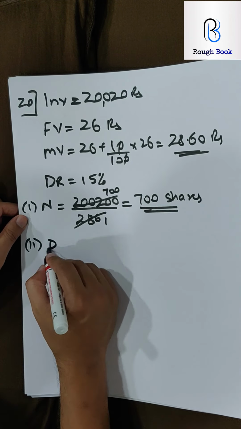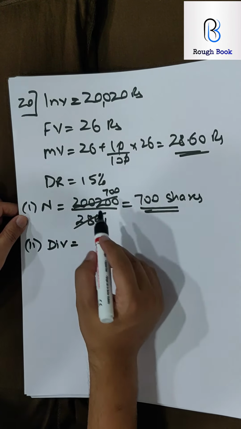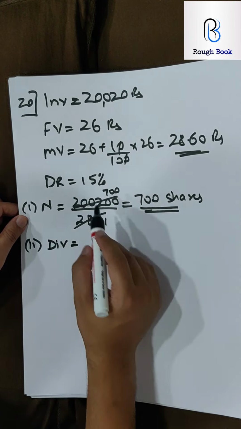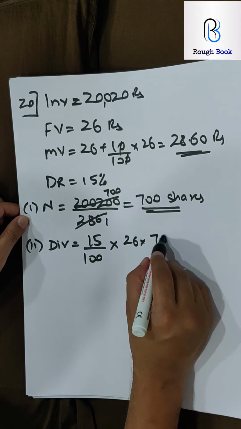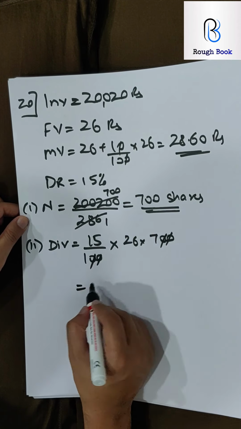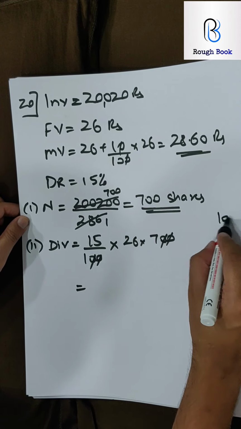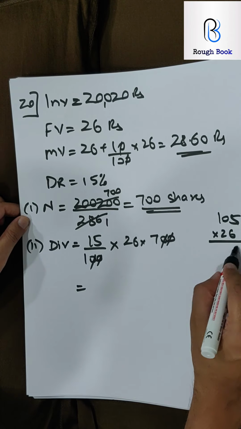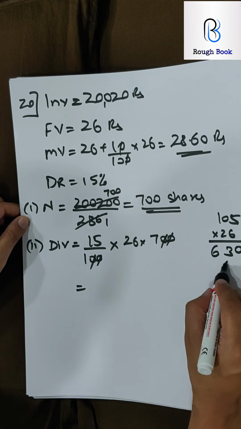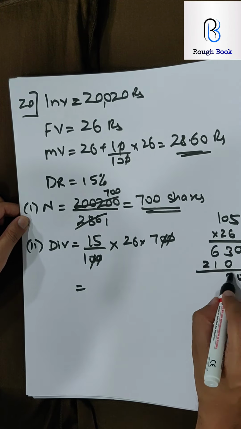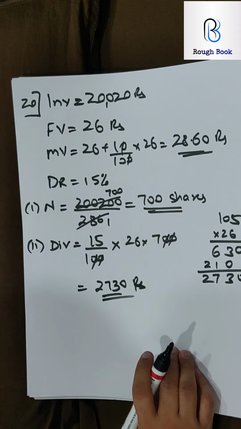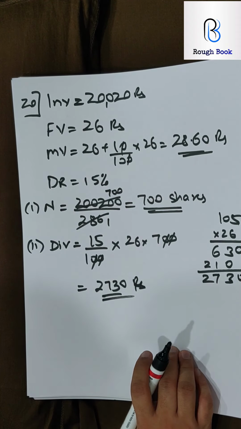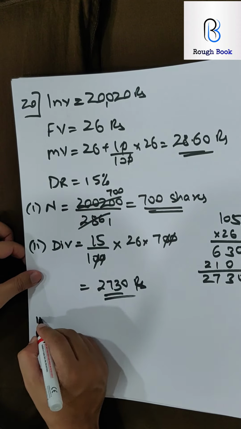The dividend he receives annually. So dividend is the dividend rate upon 100 into face value 26 and number of shares 700. So now we'll have to multiply 105 into 26. 5 6s are 30, 6 1s are 6, 5 2s are 10, 2 1s are 2. So 2730 rupees. Anyone gets the same answer, 2730 rupees as the dividend? Super. And let's go for the last part.